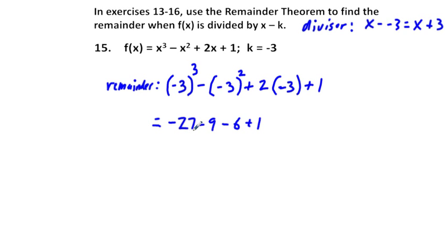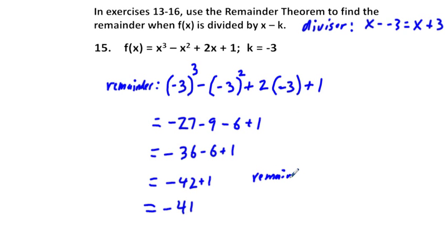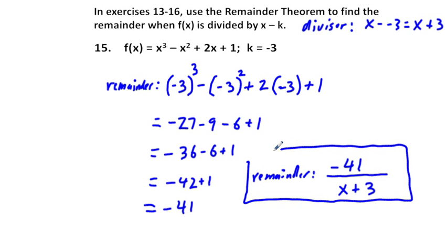So negative 27 minus 9 is going to be negative 36 minus 6 plus 1. And negative 36 minus 6, that's going to be negative 42 plus 1, which equals negative 41. So our remainder is going to be this negative 41 divided by our divisor, which is going to be x plus 3. So that will be our statement with the remainder in that form.